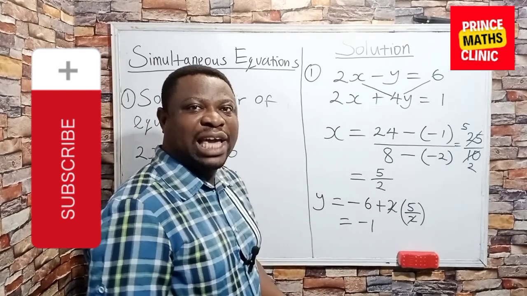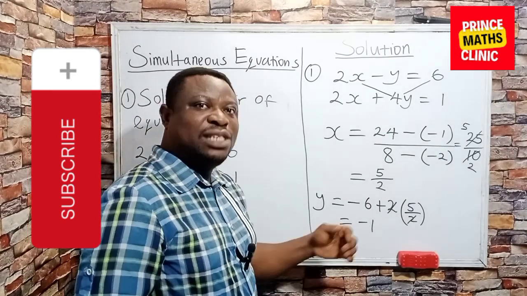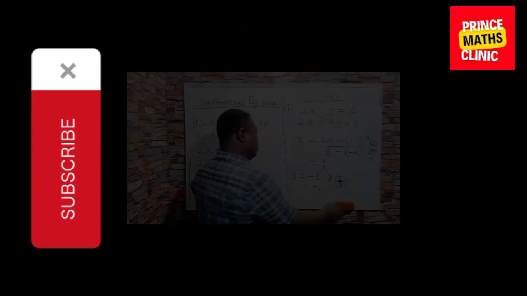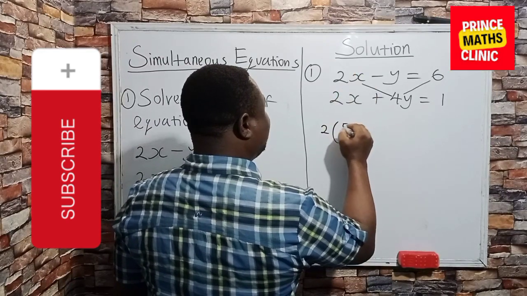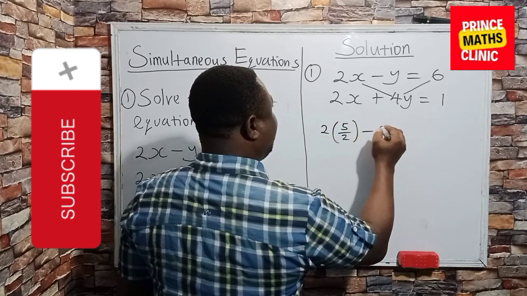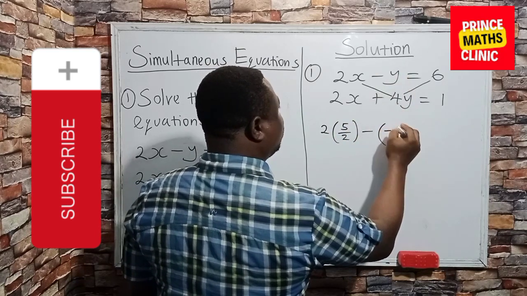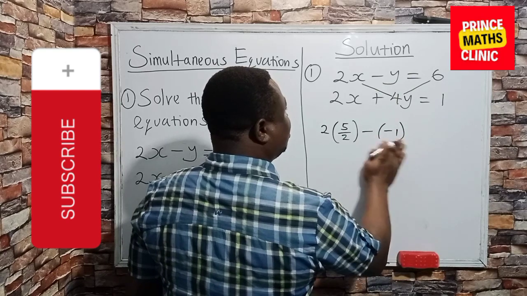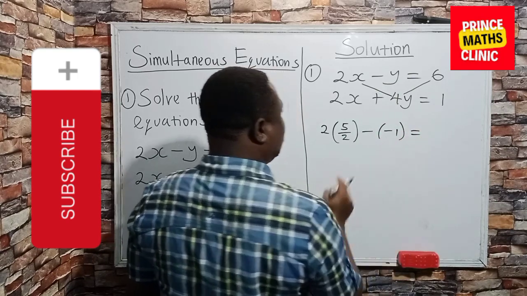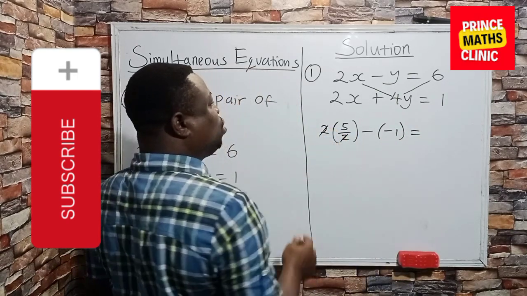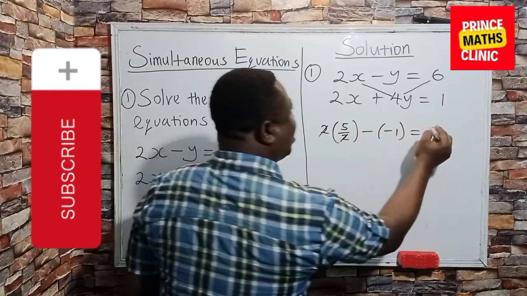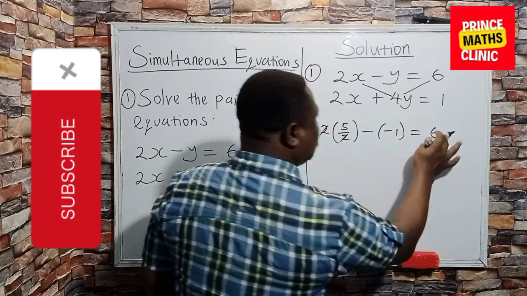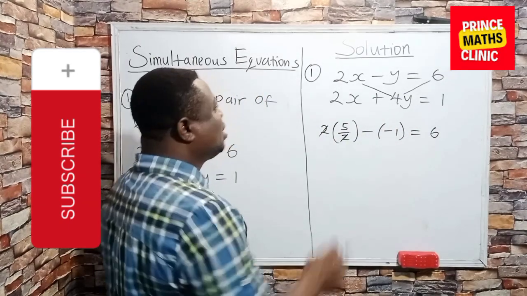You can always check to see if you are correct. Let's do that right away. x is 5 over 2, so put 5 over 2 here. 2 times 5 over 2 minus, then y is minus 1, right? Equals to, this is 2, we cancel 2. So minus and minus is plus. So 5 plus 1 is 6. It means the first equation is correct.